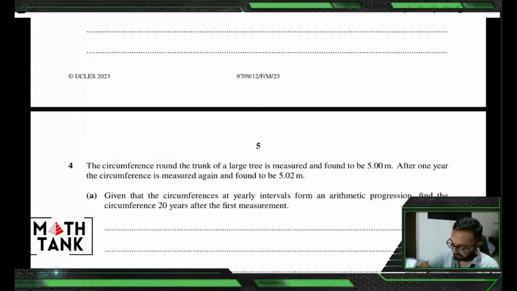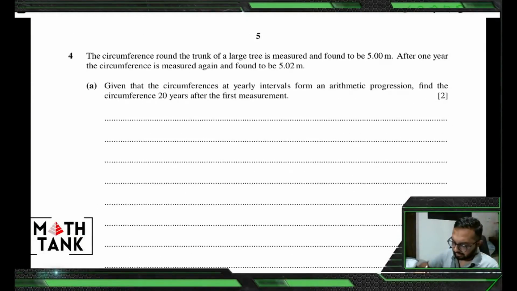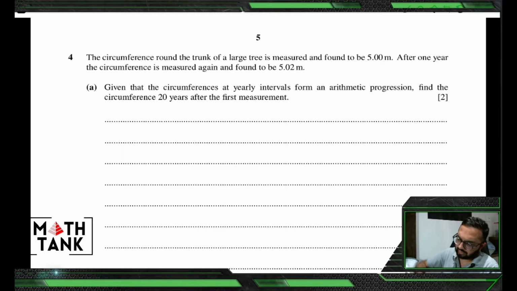Question 3. Then I've cancelled this, then I've kept this. There's a reason I've kept this question. Let's try to solve this. This says the circumference around the trunk of a large tree is measured and found to be 5.00 meters. After 1 year, the circumference is measured again and found to be 5.02 meters. Given that the circumferences at yearly intervals form an arithmetic progression, find the circumference 20 years after the first measurement.